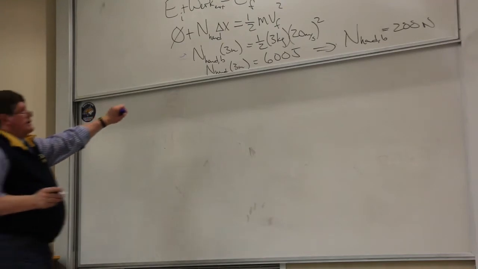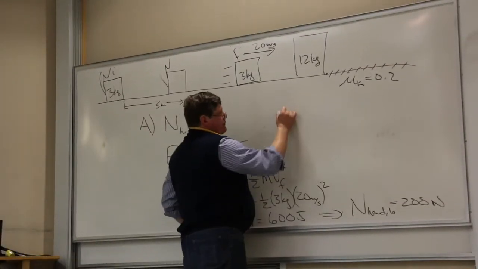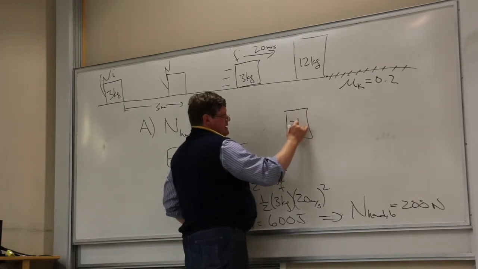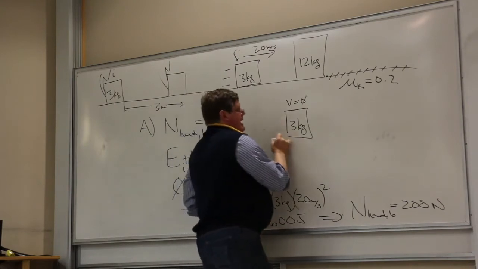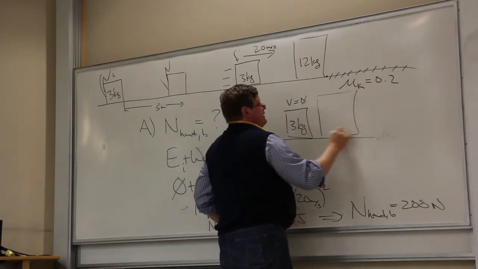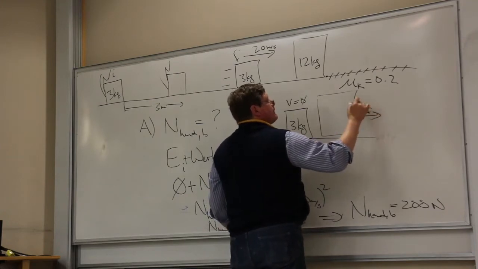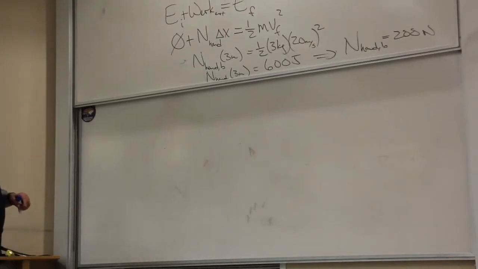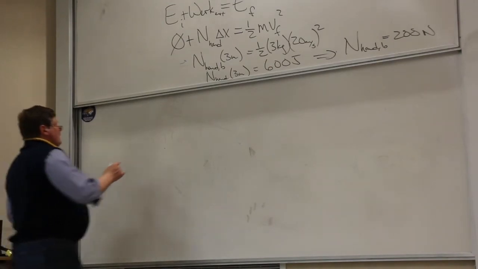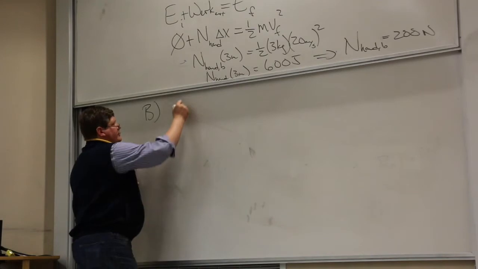Then the little block slams into the big block, and we're told that after the collision, the little block stops. And the big block takes off. And the first thing I want to know is how fast is that big block going right after the collision? Well, because it's a collision, that's a momentum problem.